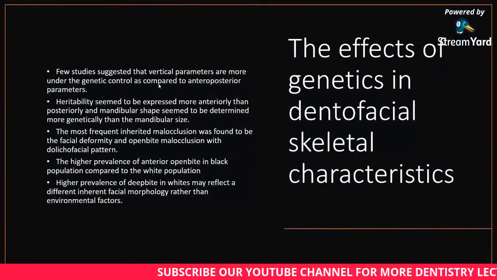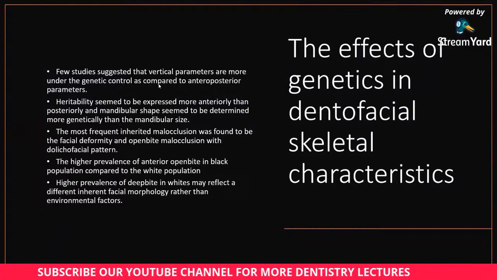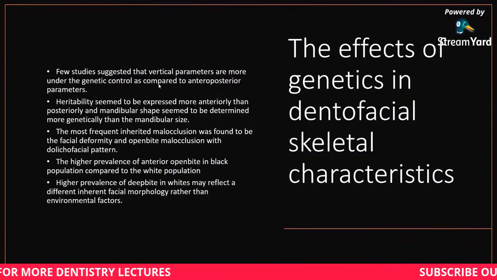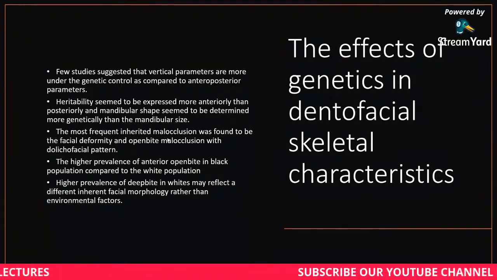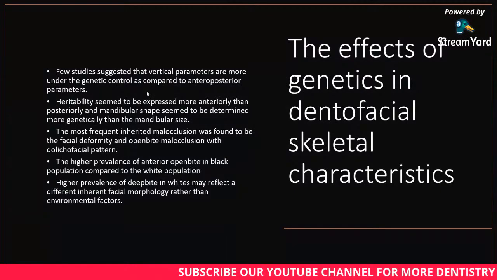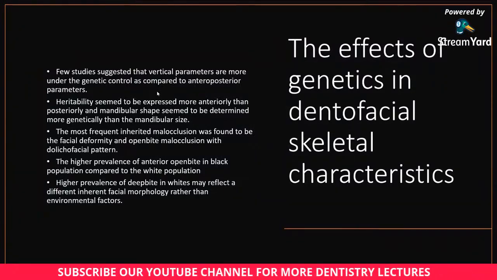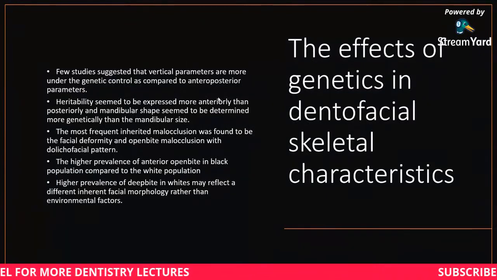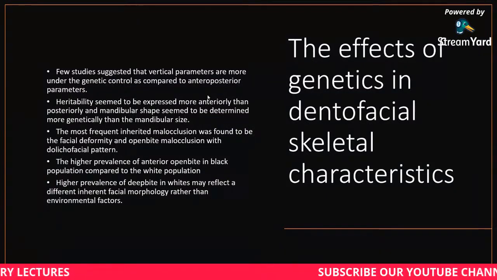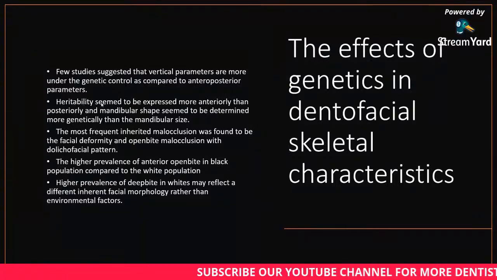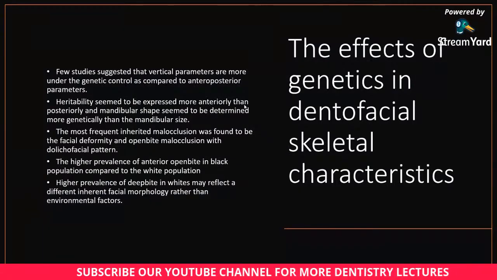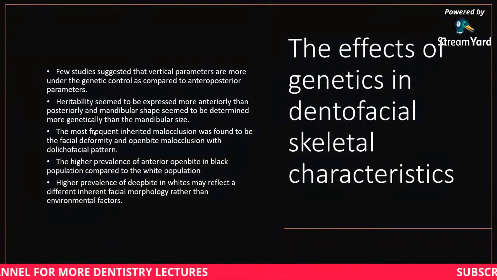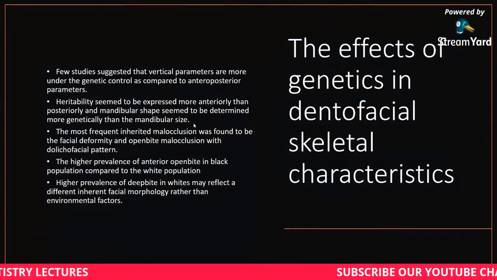A few studies suggested that vertical parameters are more under genetic control as compared to anteroposterior parameters. Like if a family is having a long face problem or maybe an open bite problem, then maybe most of the members of that family are going to have the same type of problem. Or if a family is having deep bite problems, deep overbite, then probably most of the members of that family are going to have deep overbite problems. So heritability seemed to be expressed more anteriorly than posteriorly, and mandibular shape seemed to be determined more genetically as compared to mandibular size.